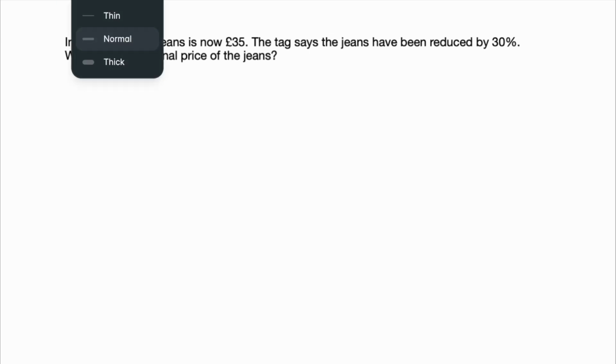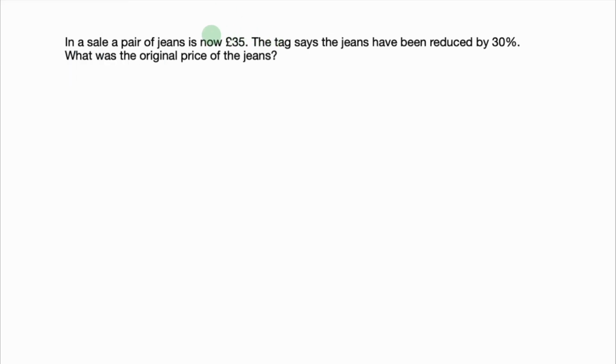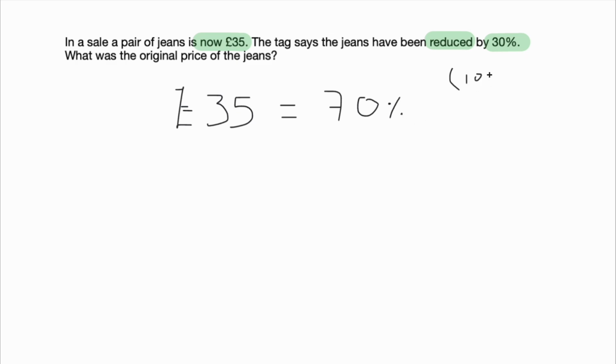So on to the next question. If you want, pause this video and have a go yourself. We've got, in a sale, a pair of jeans is £35. The tag says the jeans have been reduced by 30%. What was the original price of the jeans? So this time we can say that £35 is equal to 70%. It's 70% because the original price is always 100%, and this time we're going to subtract the 30% reduction and get 70%. So what that's saying is the £35 is 70% of the original cost.